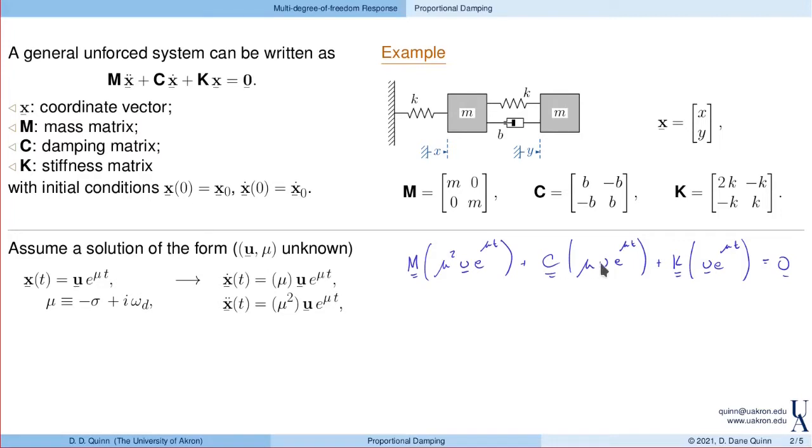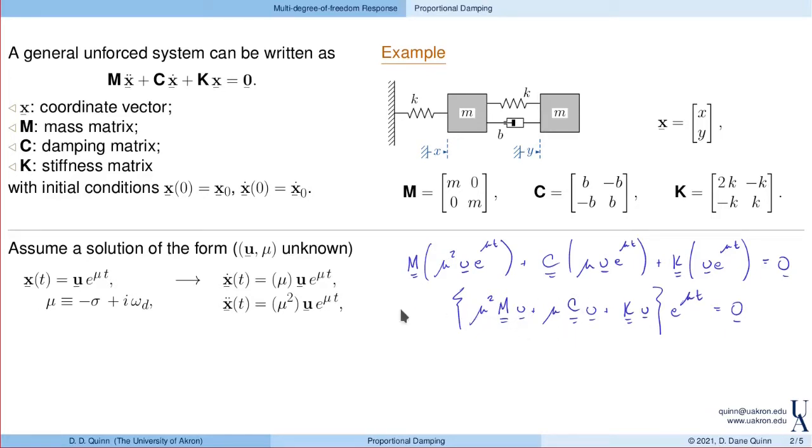Now, we can simplify this, right? So in particular, let's factor out e to the mu t, this time-dependent part, and we're left with the following. Right, so we end up with mu squared m times u, where mu here is this exponential rate, plus mu times c, the damping matrix, times u, plus k times u. And then again, we factored out e to the mu t, and this has to equal 0.